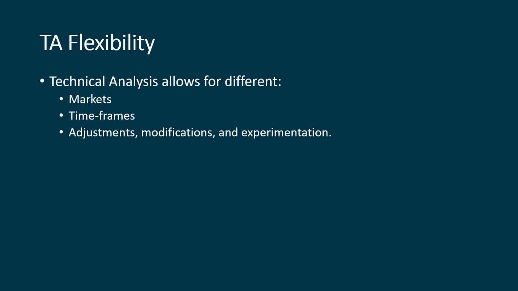Another thing that TA allows you to do is make adjustments. You can change the different calculations that are used for these indicators. You can modify them. You can add your own. You can try different periods of time. And you can also experiment. Try something out and see if it works.